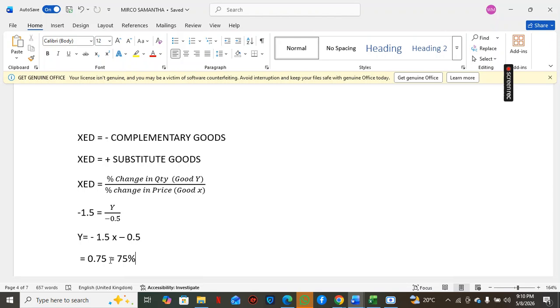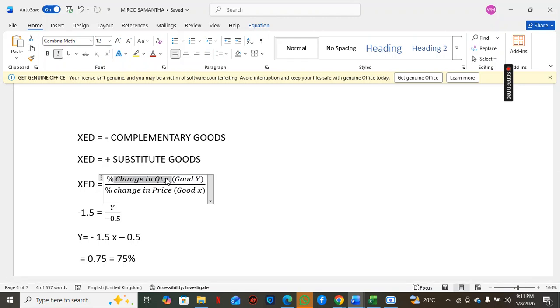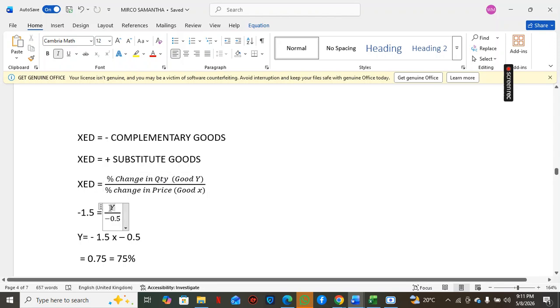Since the price of good X has dropped by 50%, it means more people will buy good X. Now, since good X and good Y are used together, since they bought good X, they also need to purchase good Y. That's why the quantity demanded for good Y has increased. Because the price of good X has become lower, people are buying more of good X. As they are buying more of good X, they're also going to need to buy good Y since they're complementary. That's why the percent change has increased.